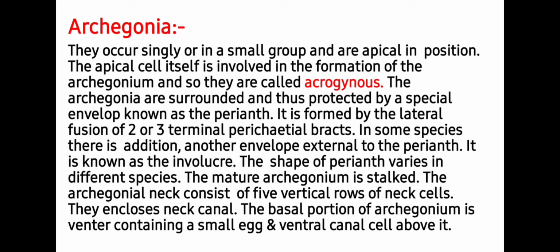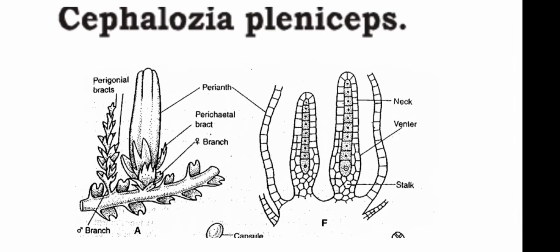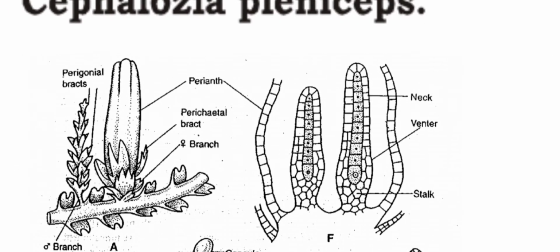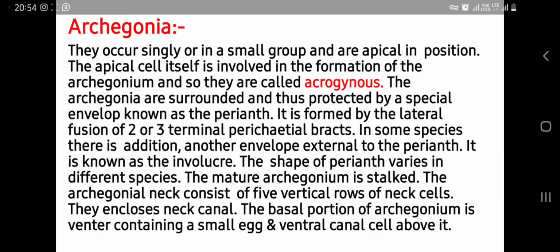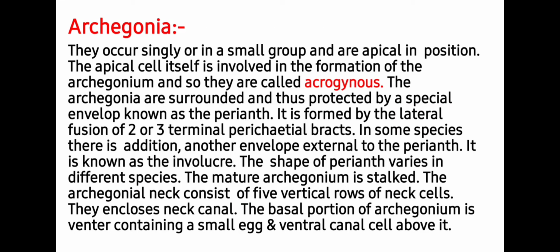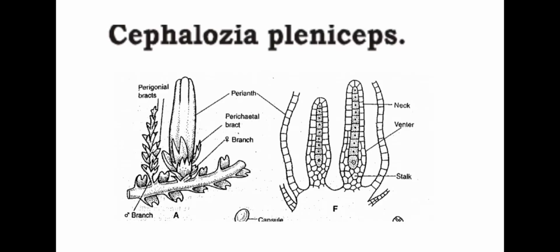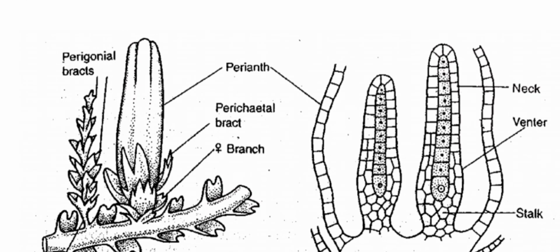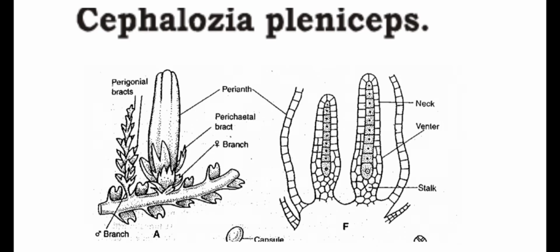Next is archegonia. They occur singly or in small groups and are apical in position. So you can see here archegonia. As they are apical in position, that's why we call this group acrogynous. The archegonia are surrounded and protected by a special envelope known as the perianth. So you can see here the perianth which surrounds the archegonia.